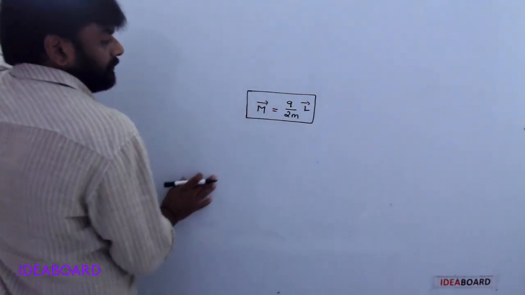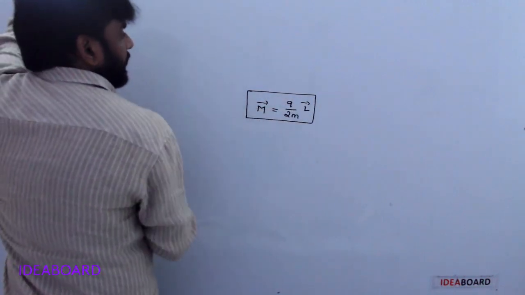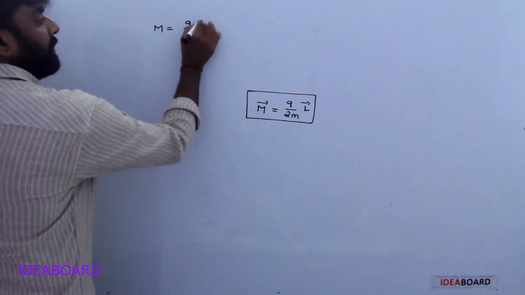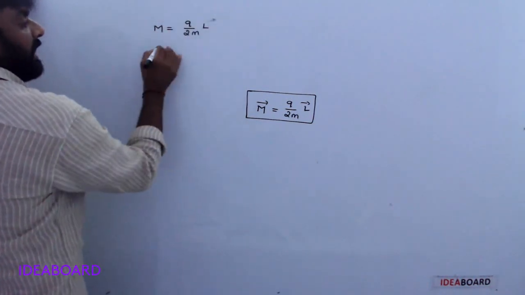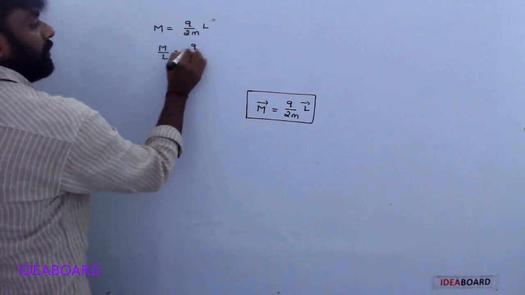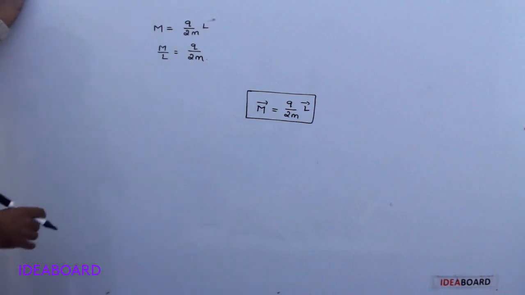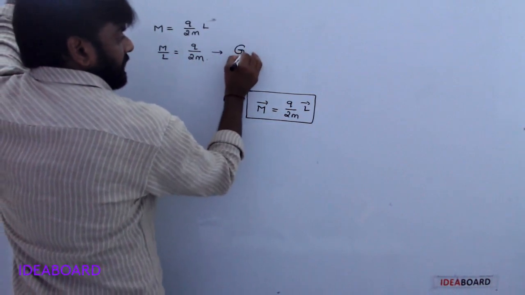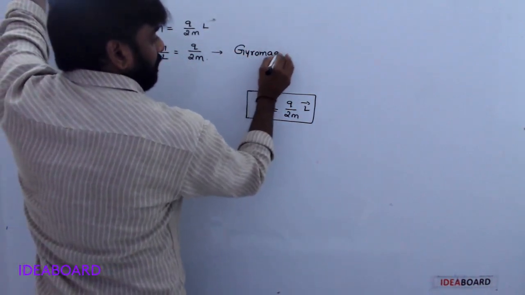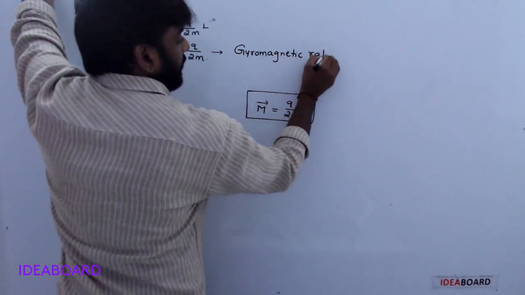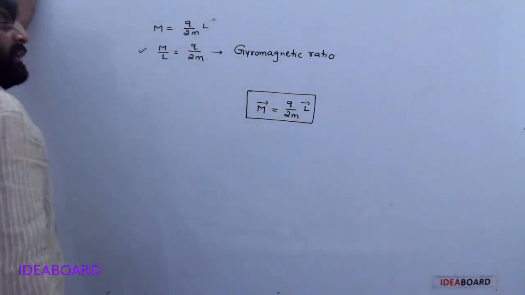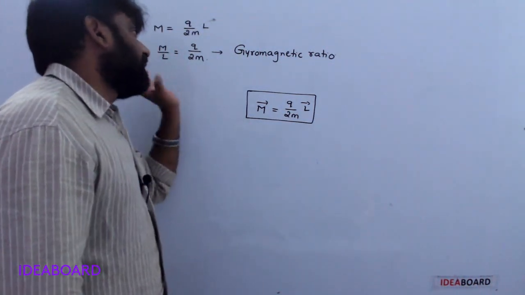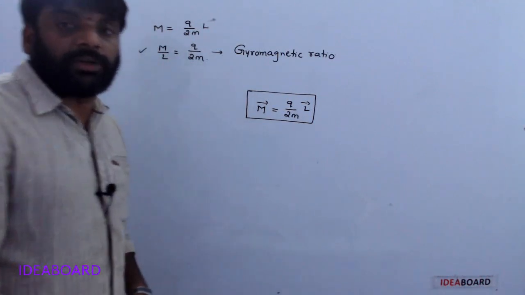Now L bar is taken this side. Simply, in magnitude, M by L is equal to q by 2m. Now it is called the gyromagnetic ratio. M by L is equal to q by 2m, it is nothing but the gyromagnetic ratio. Simply, this ratio is called the gyromagnetic ratio. Okay, it is an important one.